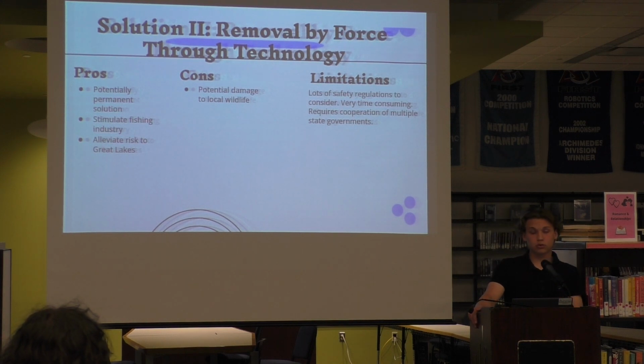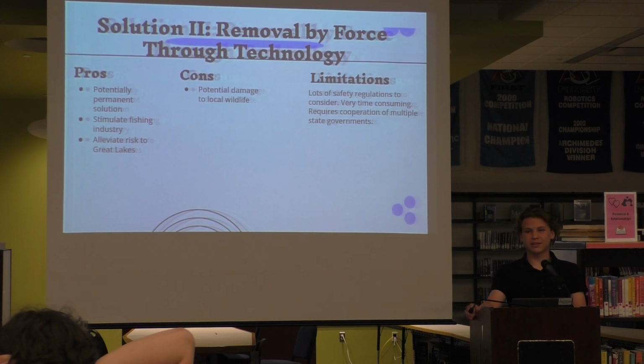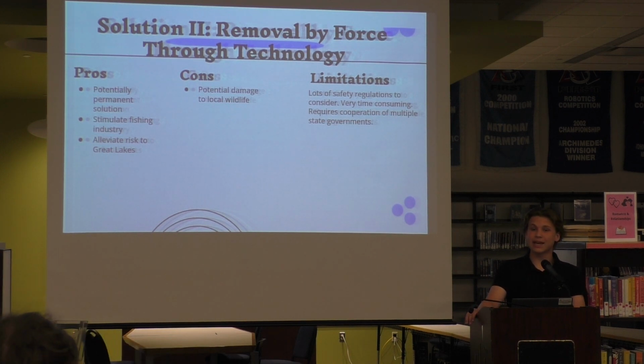Another solution I propose is removing Asian carp by force using technology. And what I mean by technology is electrical, chemical, or physical methods. And the pros to this are that it could be a potentially permanent solution. It could stimulate the fishing industry, and it can alleviate the risk which Asian carp pose to the Great Lakes. However, some cons to this: if it is improperly utilized, it might damage local wildlife. And there are a lot of limitations to this, as there are a lot of guidelines to consider, and it's very time-consuming, and it requires the cooperation of multiple state governments, so it might take a while for any long-term solutions to get passed.